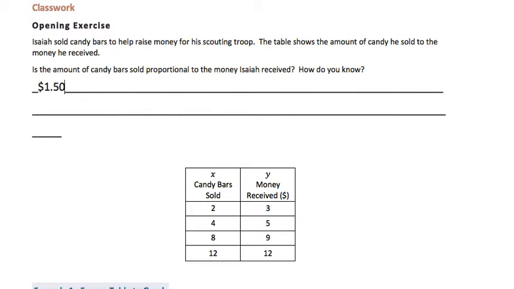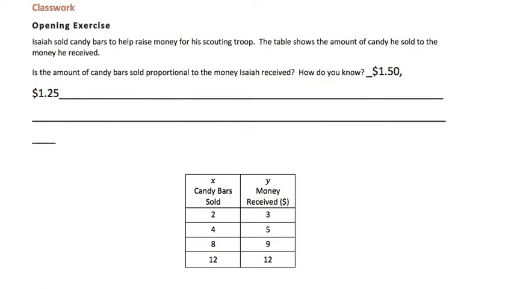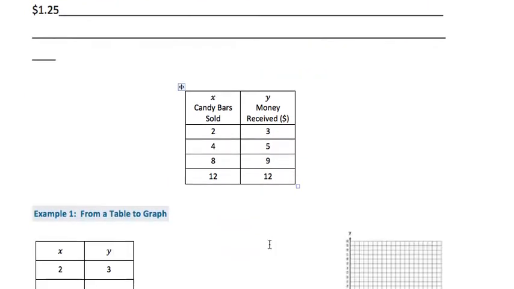So next we need to go to the second entry and see what the rate is if he sells 4 candy bars and receives $5. 5 divided by 4 is $1.25, which is clearly not the same as $1.50. So at this point, we already know that this is not a proportional relationship because the rate must be the same for every entry in order for it to be a proportional relationship.